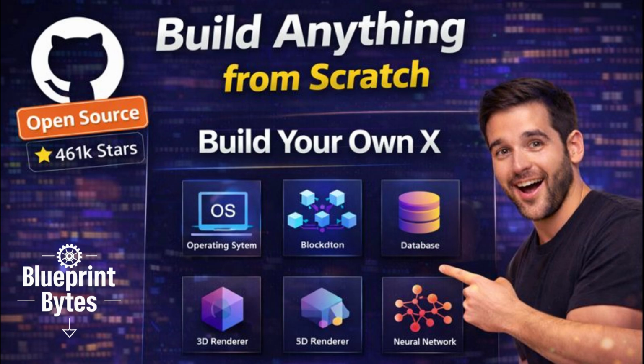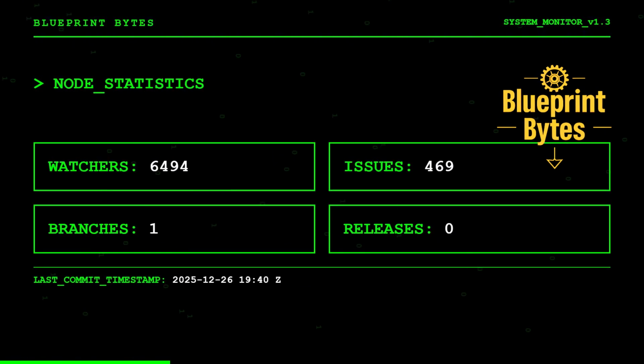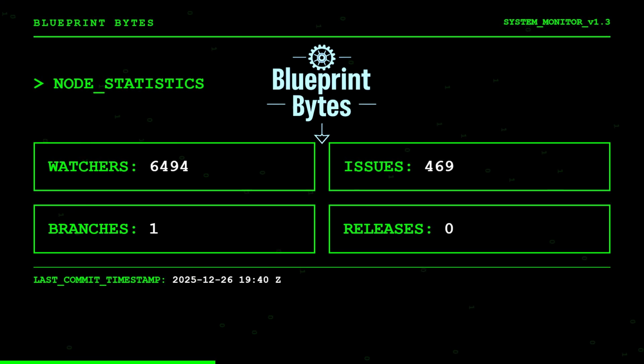Have you ever looked at a tool like Git or Docker and wondered how it actually works under the hood? Most developers use these daily, but few have ever built one from scratch. Today we are diving into Build Your Own X. This repository is the ultimate roadmap for engineers who want to stop being just users and start being creators. It is a curated masterclass in engineering that proves if you cannot build it, you do not truly understand it.